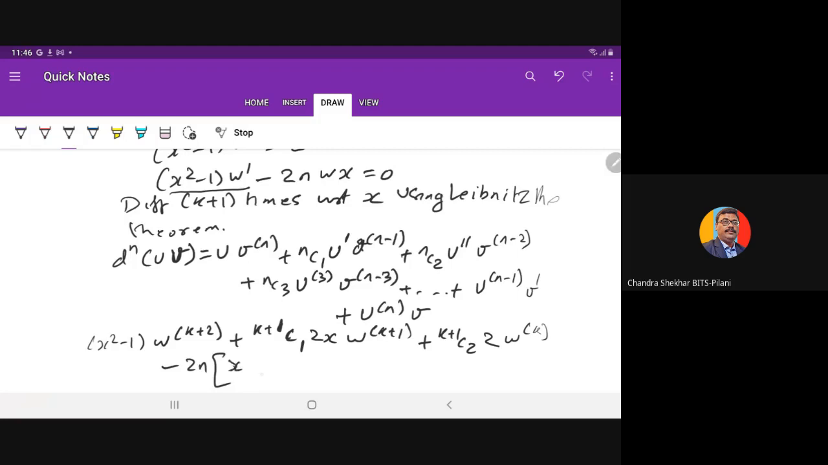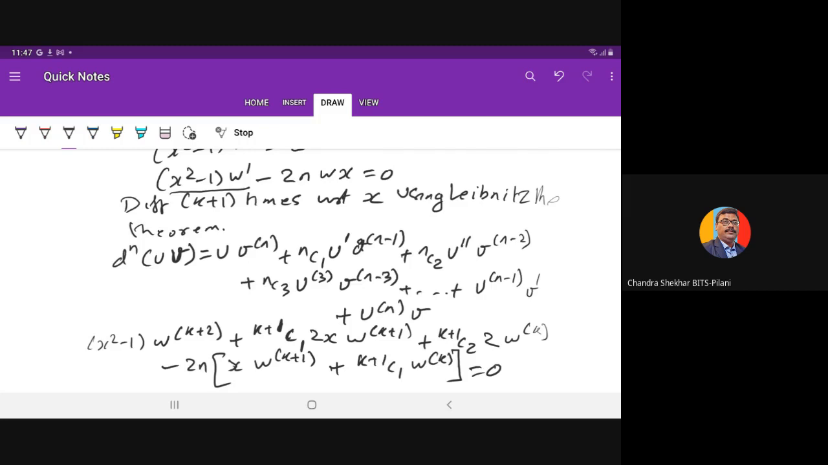Now for wx, we have two functions again, so x as it is with the k plus 1th derivative of w, so it becomes w to power k plus 1, plus k plus 1 C1, and the derivative of x is 1, with the kth derivative of w, that is w to power k. That will be equal to 0. So here we have taken the k plus 1th derivative of the given equation.